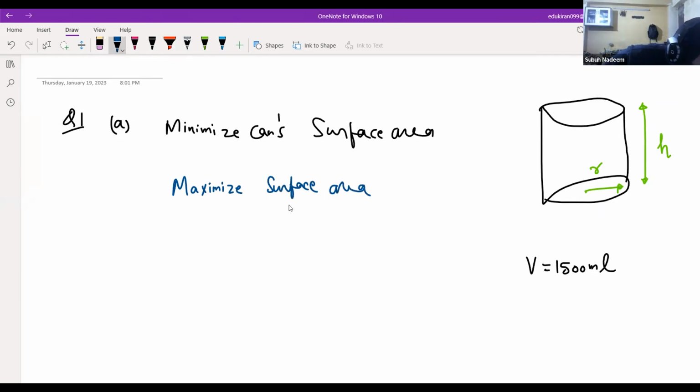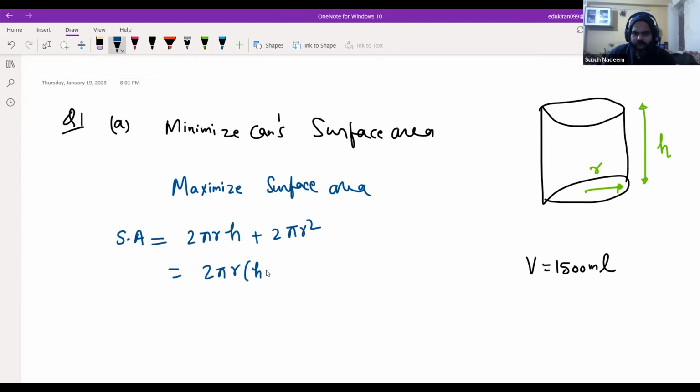Third step. Write a formula for the quantity to be maximized or minimized in terms of the variables. This formula may involve more than one variable. So what is the formula for surface area of a cylinder? You have studied in class 10th and 9th. So 2 pi RH is the curved surface area. And 2 pi R square is the top and bottom. So 2 pi RH plus 2 pi R square. This is what you are getting.